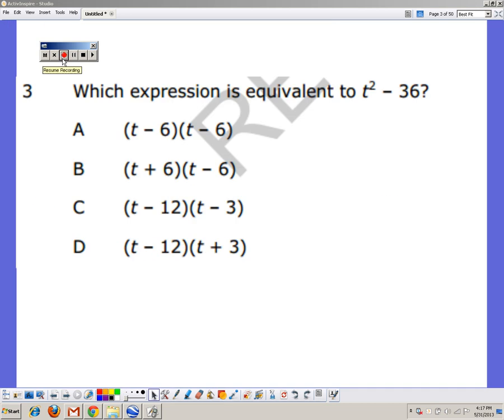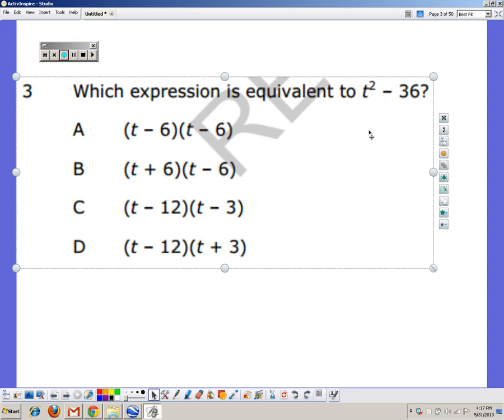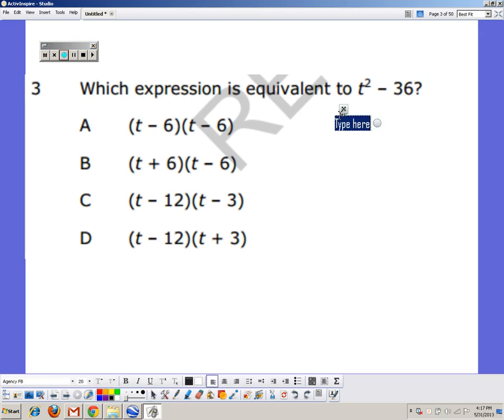Number 3 is a trinomial. Now, there's a special type of trinomial called the difference of two squares, where the middle term becomes 0. So if you would like, you can rewrite this as t squared plus 0t minus 36. Some of you would rather write it out like this, so that you will remember that the sums have to add up to be 0.